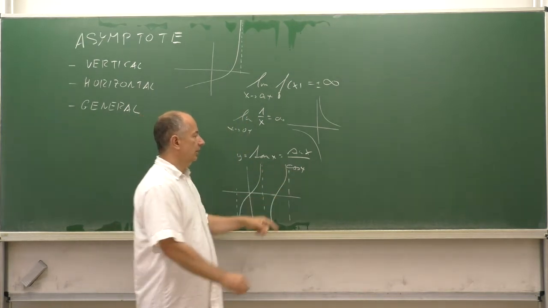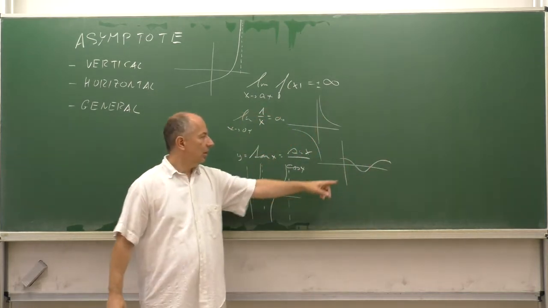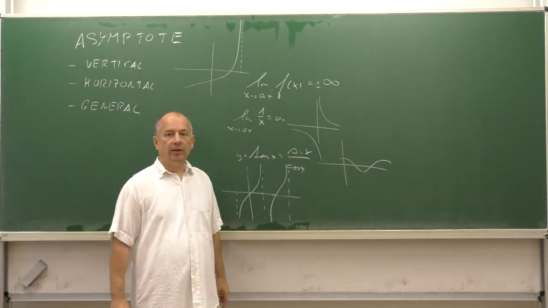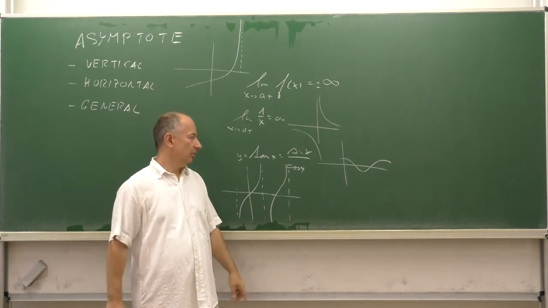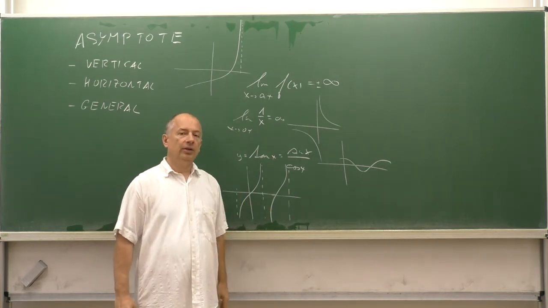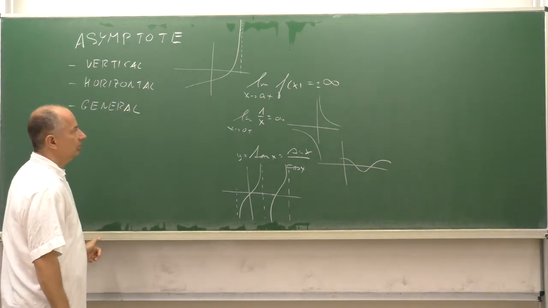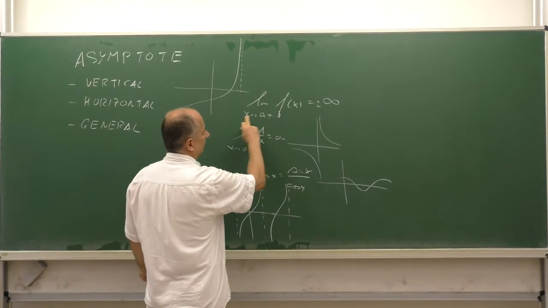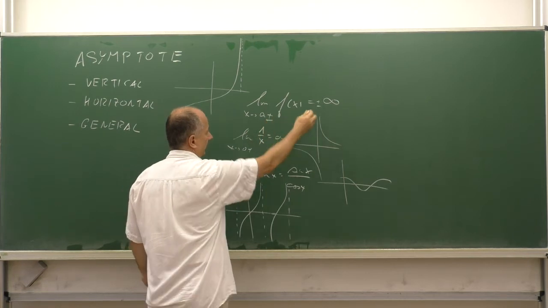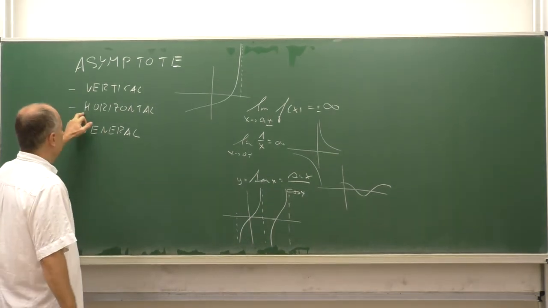Similarly here, cosine goes through 0 at every odd multiple of pi half. Sine at these points remains away from 0, so the fraction goes to plus or minus infinity, and the graph has again a vertical asymptote at every such point. So that was the vertical asymptote, and how to find it. If the limit for x approaching a from the left is plus or minus infinity, we have again a vertical asymptote.